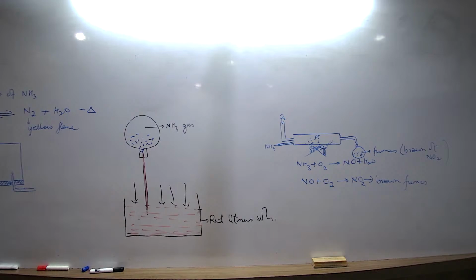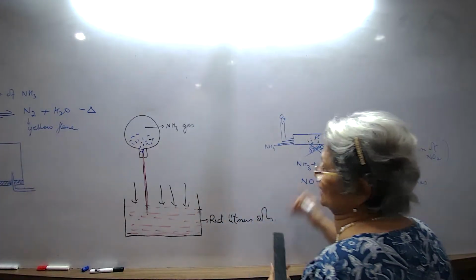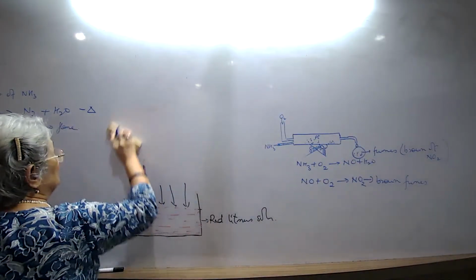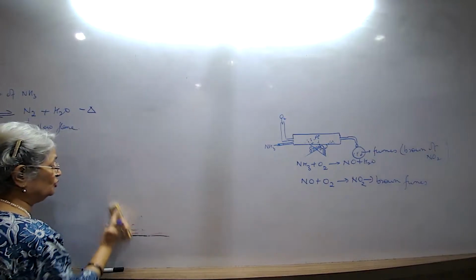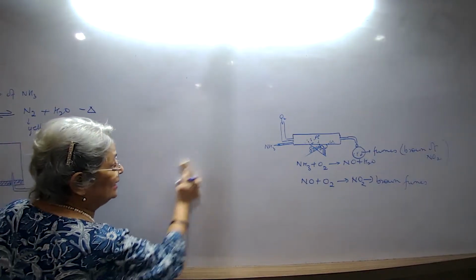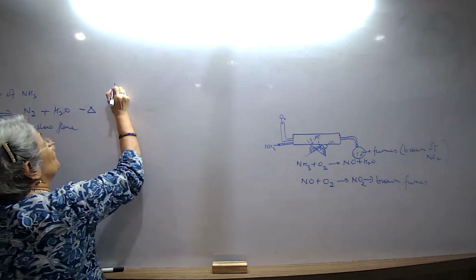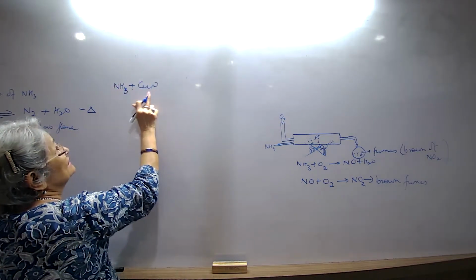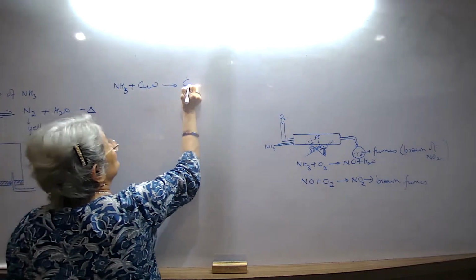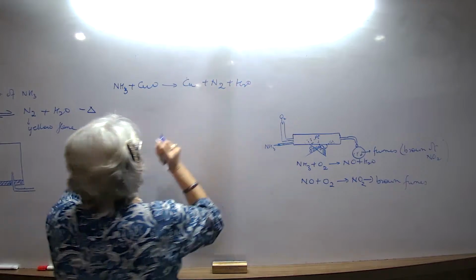Shall I go ahead? Okay. Now, ammonia is a very, very good reducing agent. And this will come in the form of the reaction of ammonia with copper oxide. Ammonia plus copper oxide, this is going to be reduced. What are you going to get? Copper plus nitrogen plus water. This is what you're going to get.